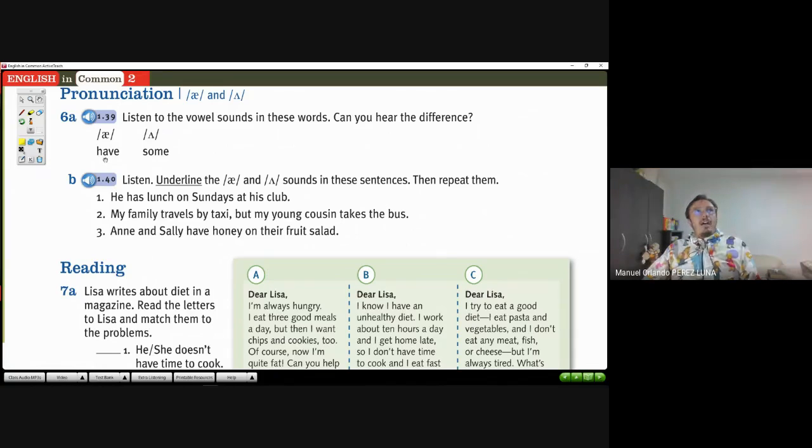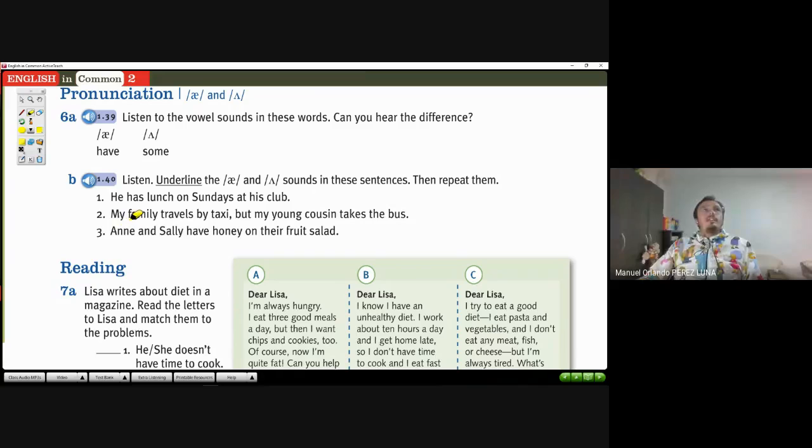So we say "there, have some". Okay, we don't say "some", okay? And it says there, listen, underline, subraya, underline. So I'm gonna take my highlighter, underline the a and the a sounds in these sentences, then repeat them, okay? Now, you can work on your books if you want to do it so.